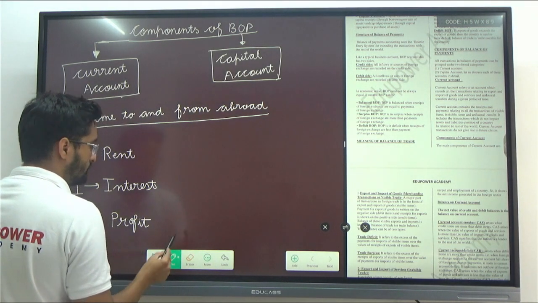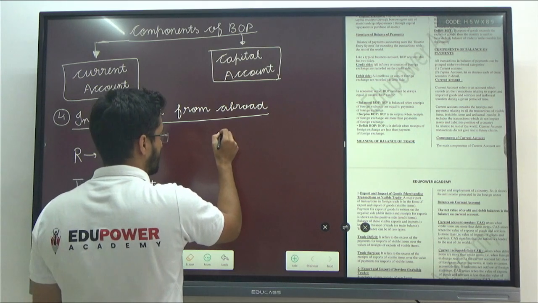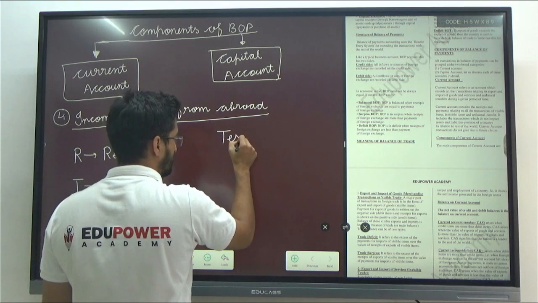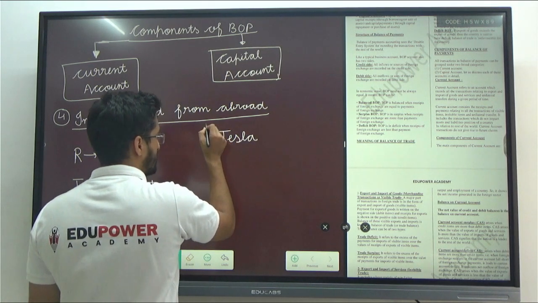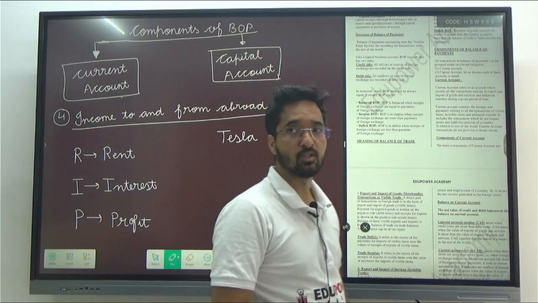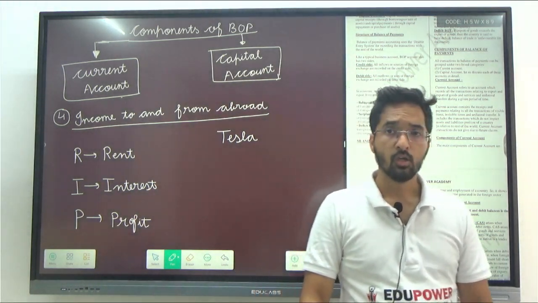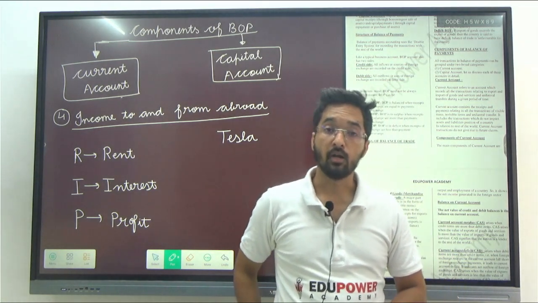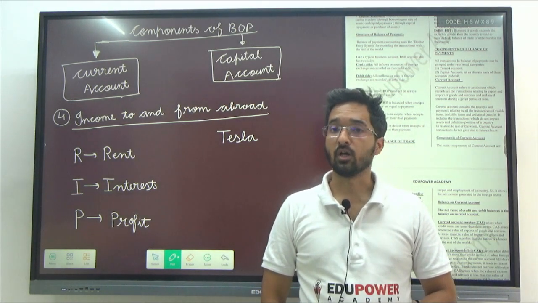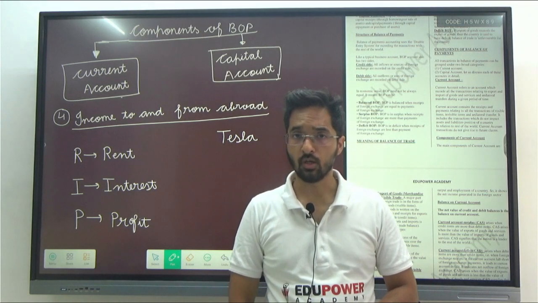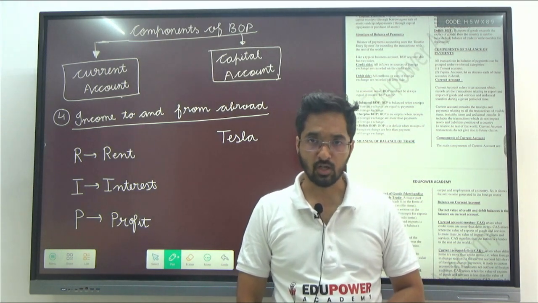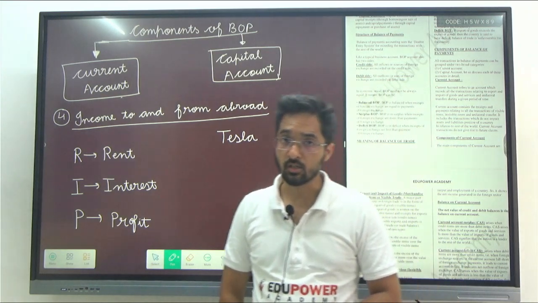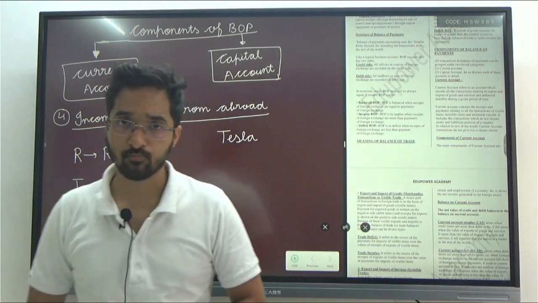Suppose we have Tesla. What does Tesla do? Tesla manufactures electric cars. Suppose one fine day they decide to come to India and start manufacturing cars in India. So, they will start manufacturing cars in India, sell these cars, and make a profit out of these cars.